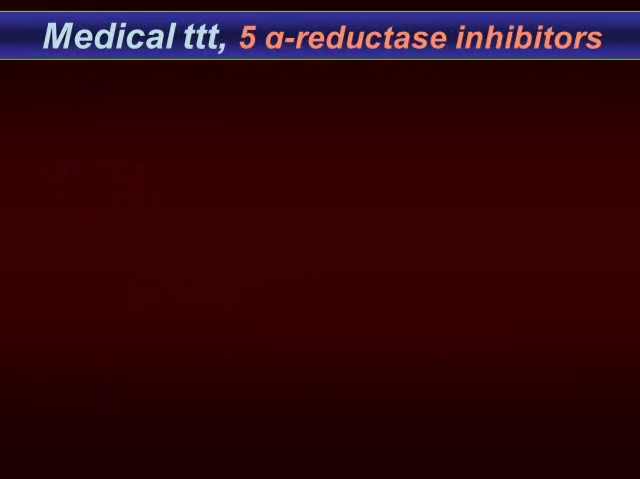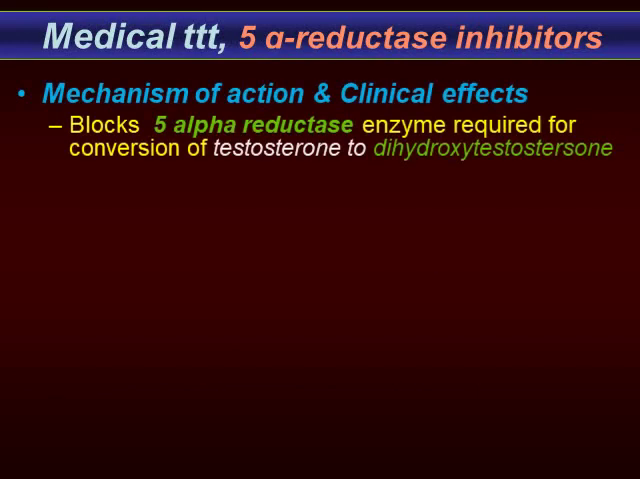must be titrated before reaching therapeutic dose. The other class of drugs for treatment of BPH are the 5-alpha reductase inhibitors, as mentioned before. Dihydrotestosterone is the most important androgen for stimulating prostate growth. So these drugs act as reductase inhibitors, the enzyme responsible for conversion of testosterone to dihydrotestosterone. So these drugs prevent dihydrotestosterone, which is the major growth stimulant in the prostate.